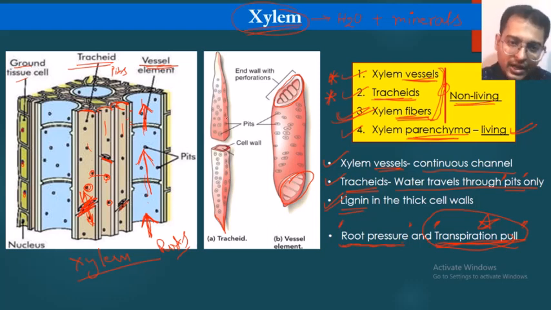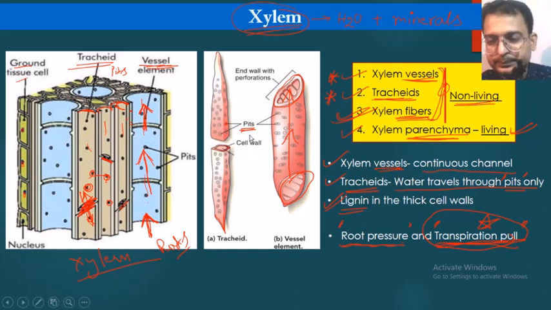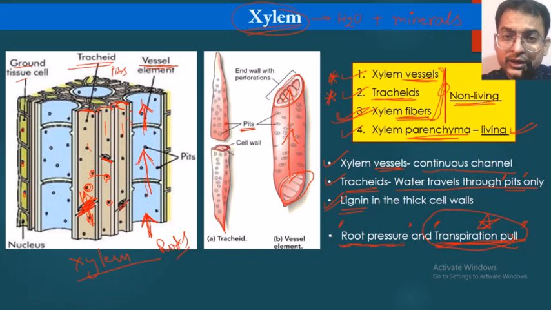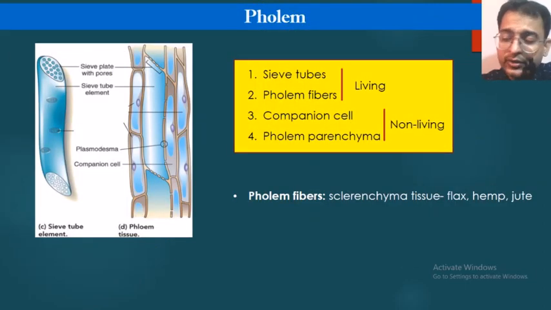And you see there are the pits. Through these pits the water and minerals are going to exchange with the surroundings. But here what is happening, directly water will be going upwards. So that is about the xylem. Now let us look at the phloem.